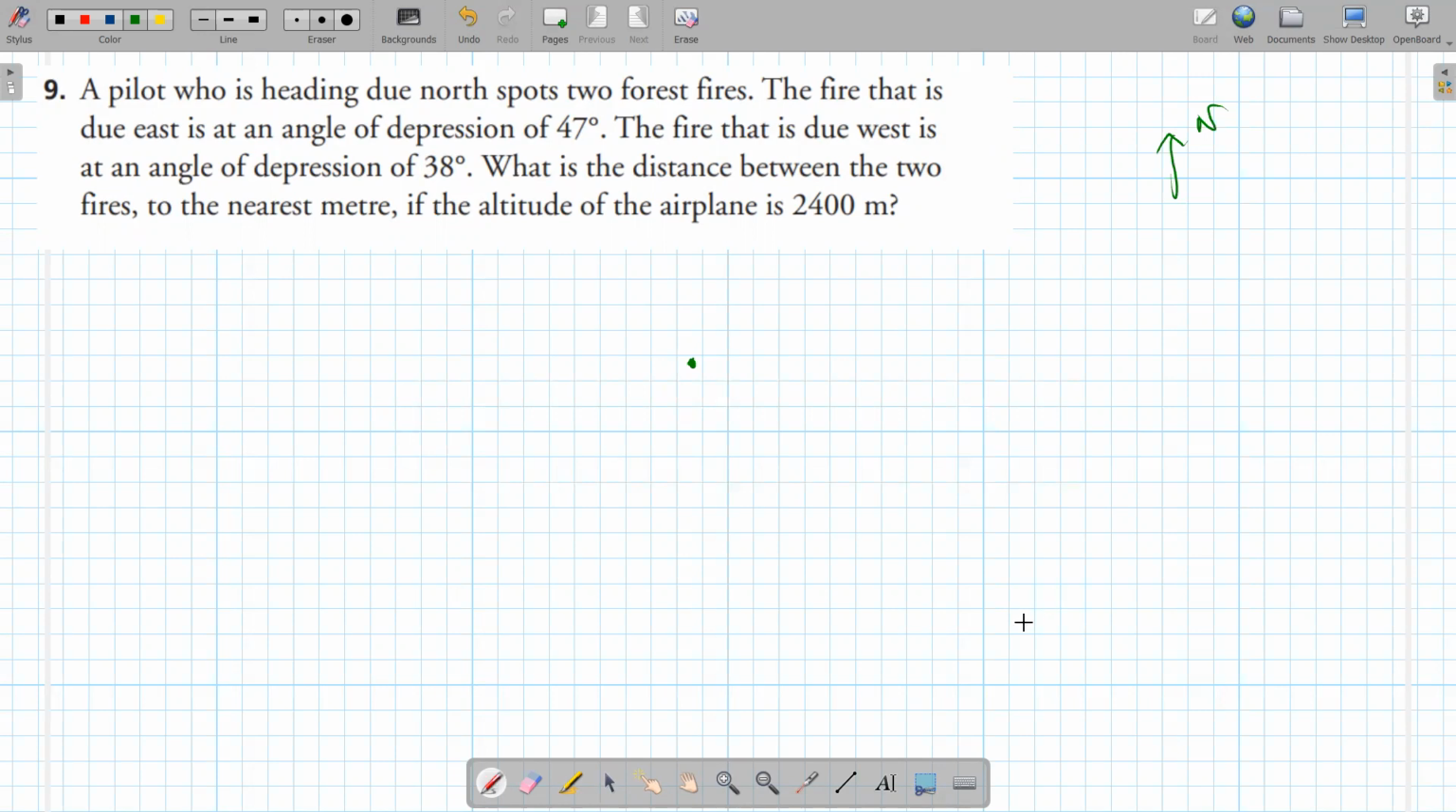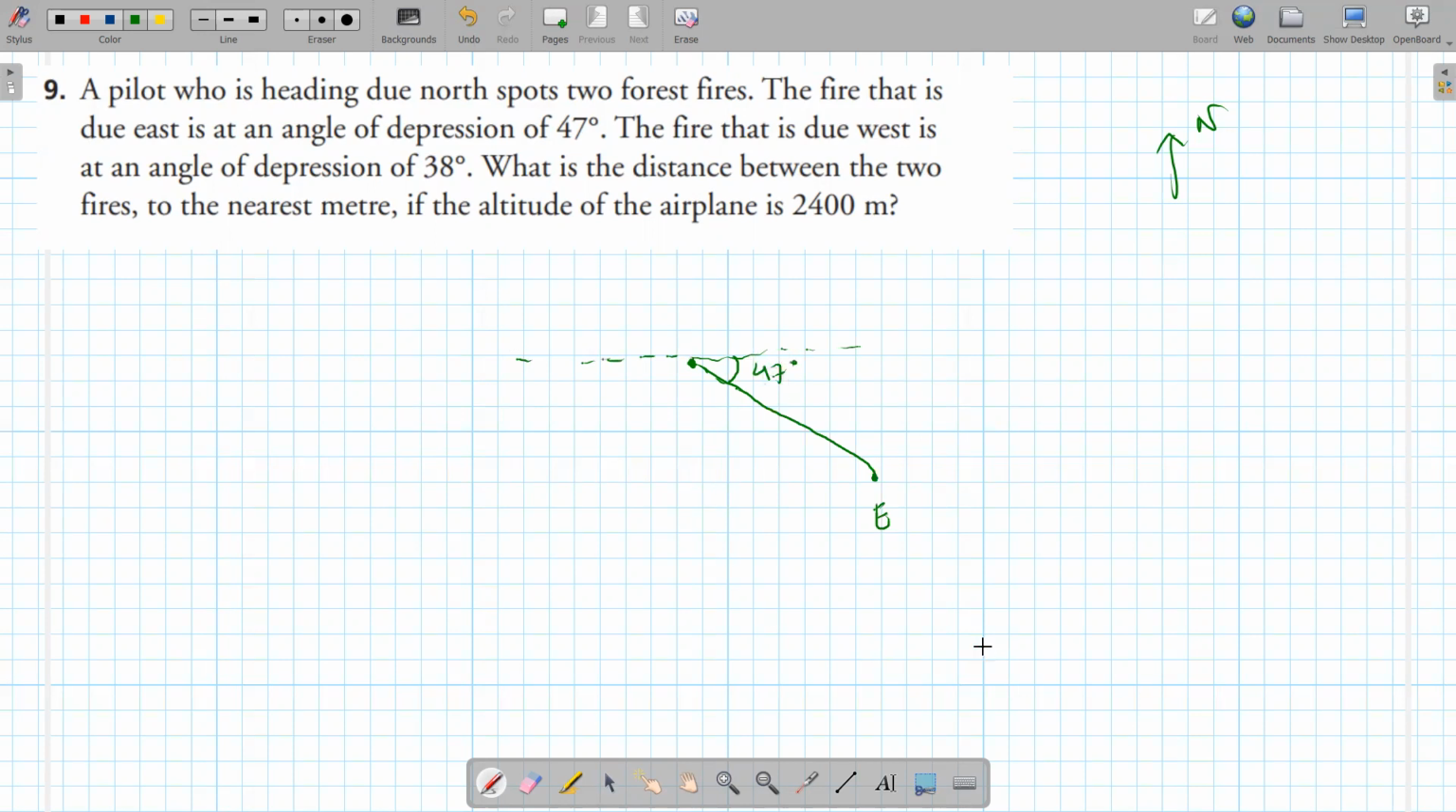What does that mean? That means there is a fire here, okay? Call that E or whatever, east. And it's at an angle of depression. So again, think about it. We're going to draw a line here. I mean, we know this is going to end up turning into a triangle. Which angle is 47? The one on the inside or the one on the outside? Outside. Right, this angle is 47, okay?